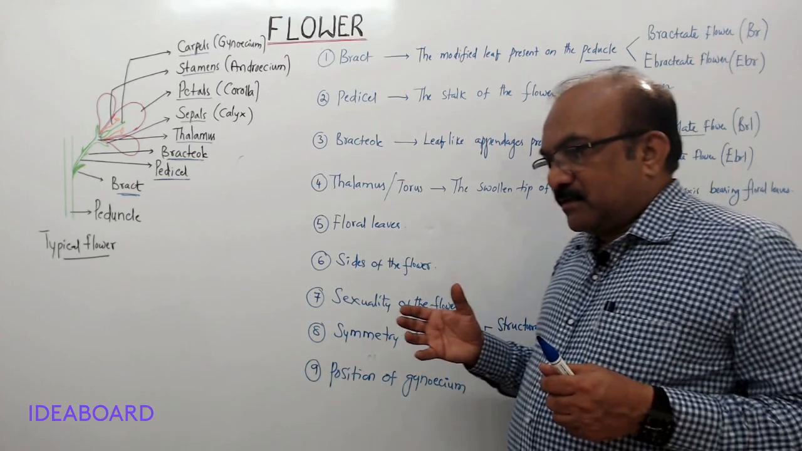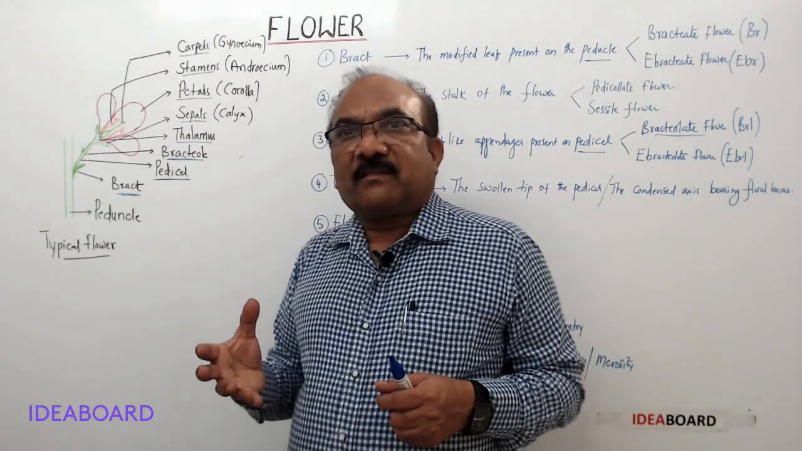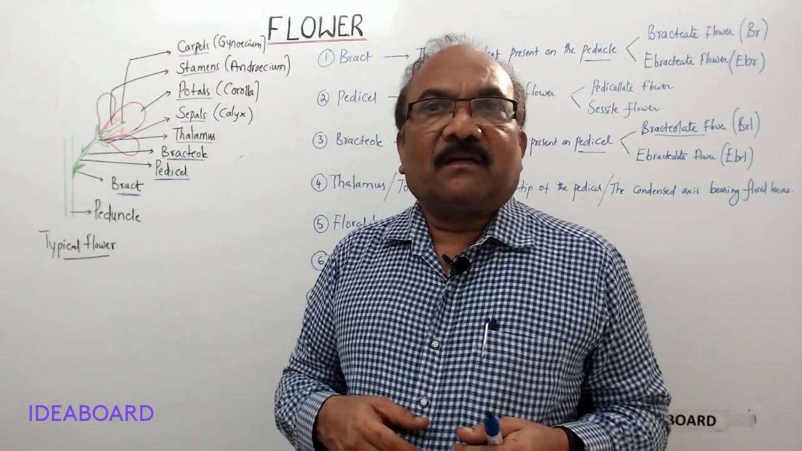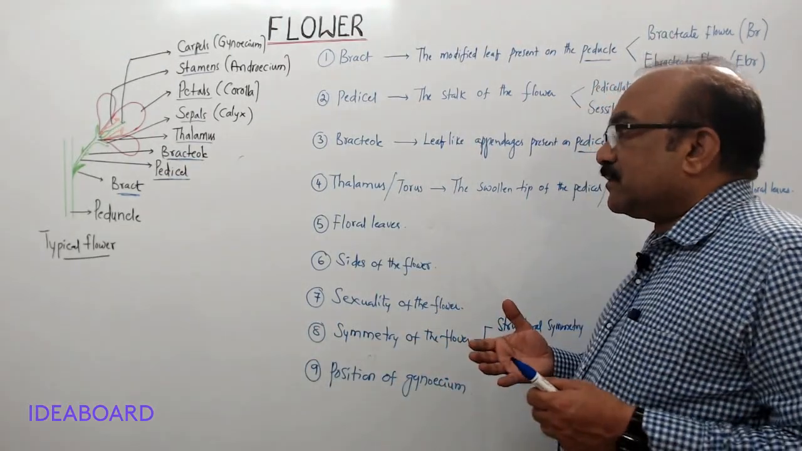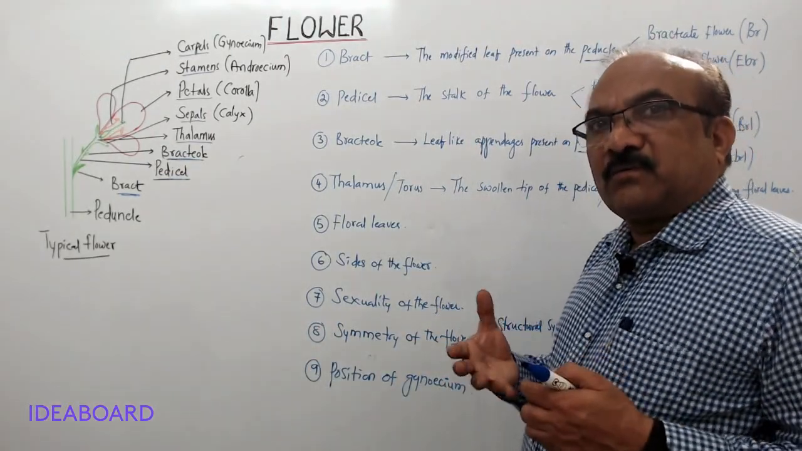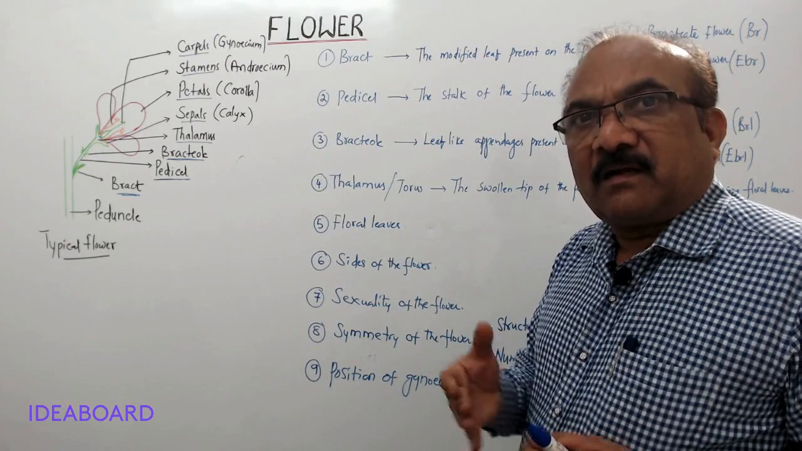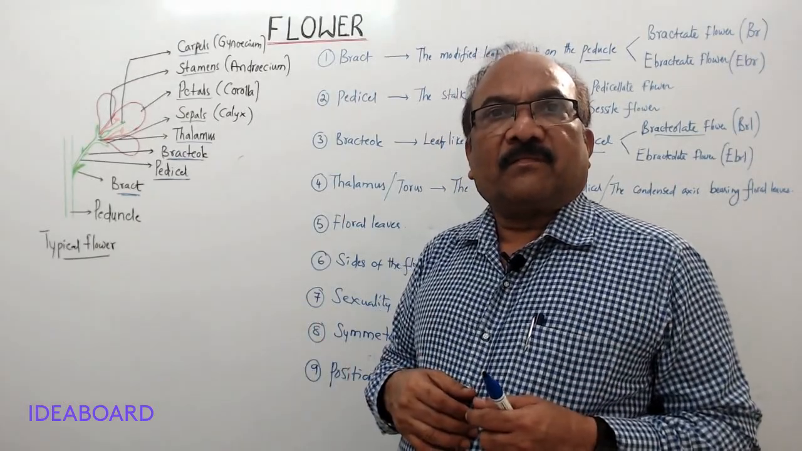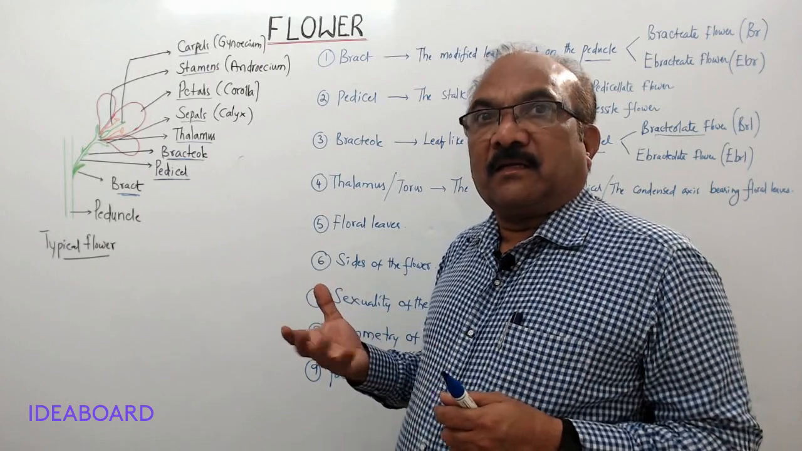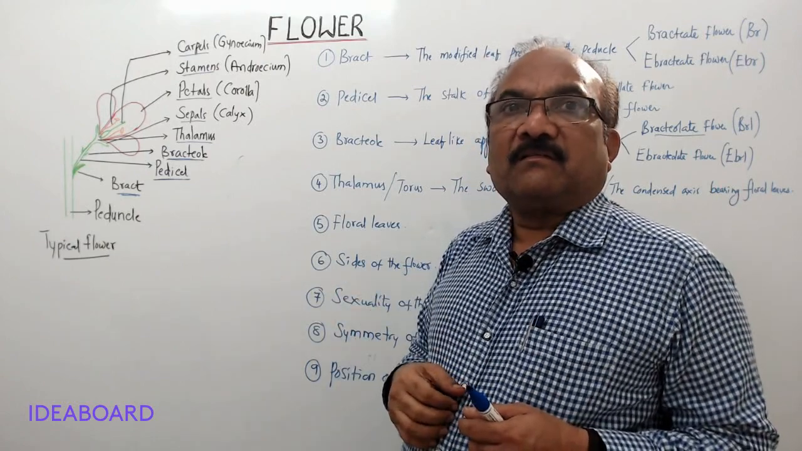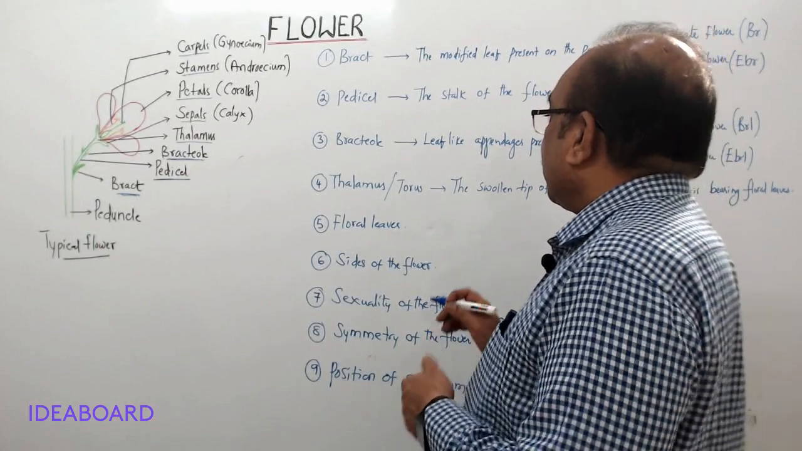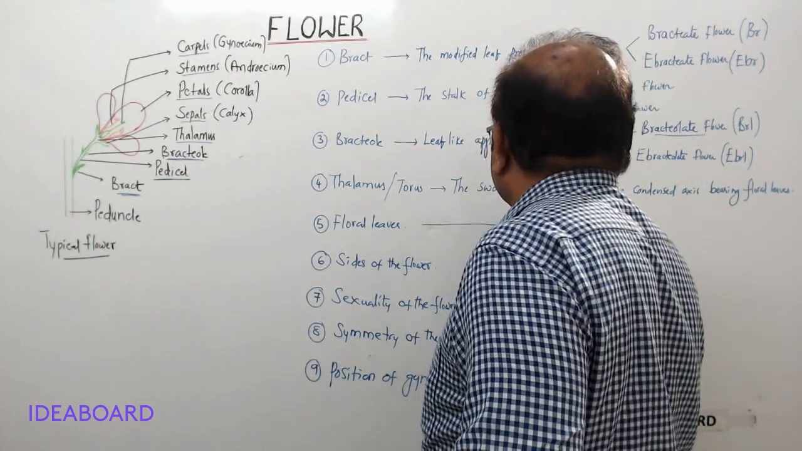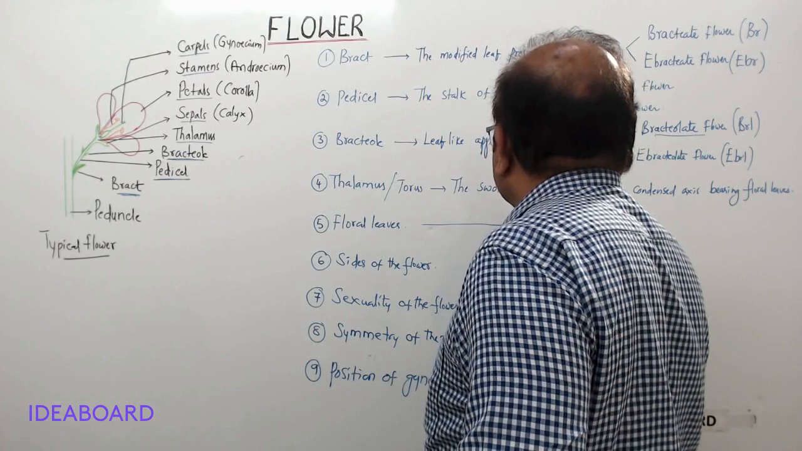Okay, yes, we started this topic with one statement: flower is a modified shoot. And when it is a modified shoot or modified stem, what will you find over the stem? Leaves. But here it is modified for sexual reproduction. That's why what leaves are present on this thalamus? Floral leaves.